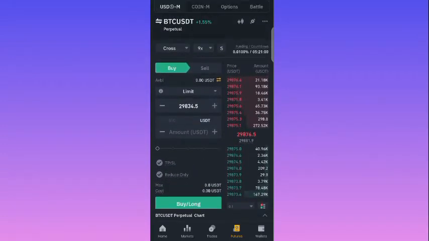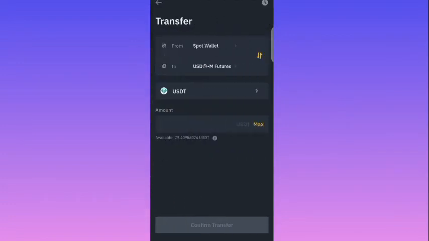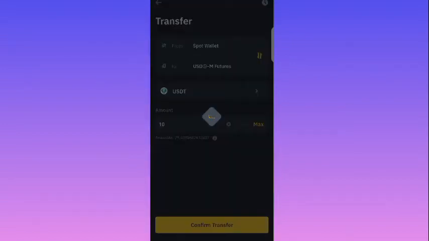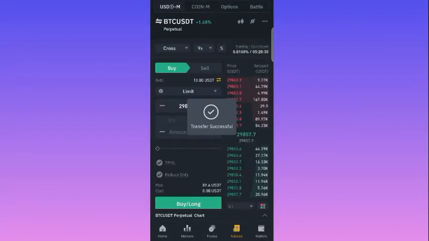Now, first of all, you click on this arrow going forth and backwards. You tap on it. Now it opens a new page that says transfer from spot to USDT futures. For the sake of this video, I'll be depositing just 10 USDT to this wallet. Now transfer successful. You can see it has now reflected here on my USDT. I've successfully deposited 10 USDT.